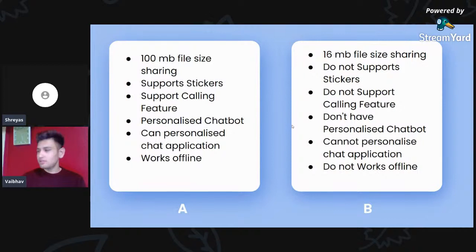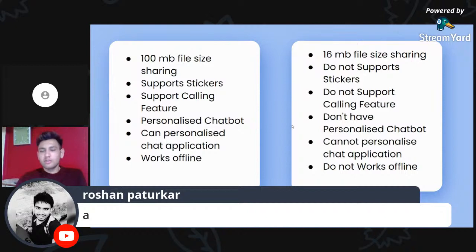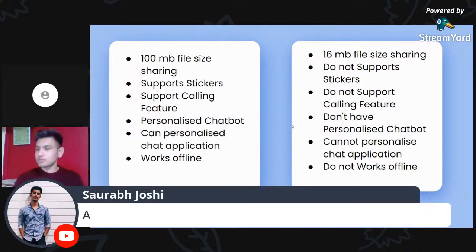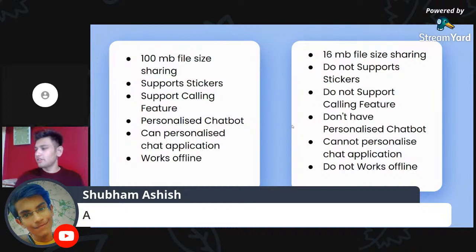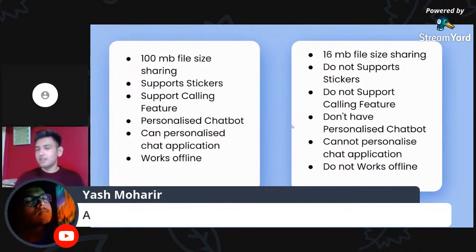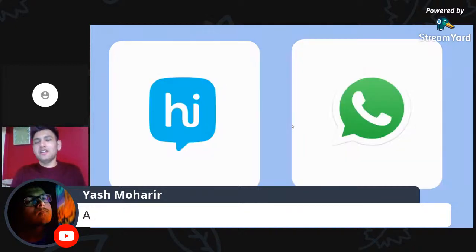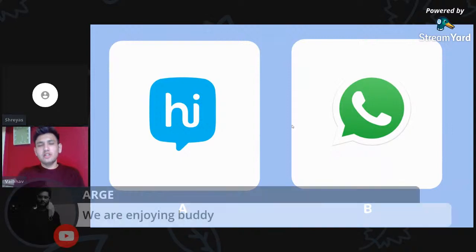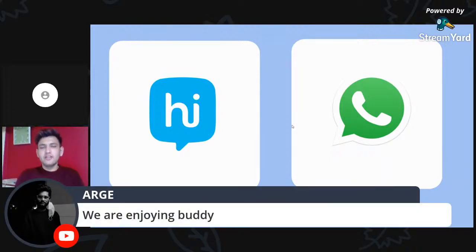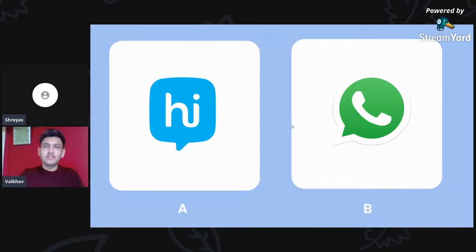A, right? A. Okay, a lot of people are saying A. Anyone who will choose the B application? Okay, everyone's choosing A. Well, to your surprise, A is actually Hike Messenger, whereas B is WhatsApp Messenger. And we all know which application is doing very well. Even recently, last week I guess, Hike shut down all its servers completely. So Hike is no more a live application.